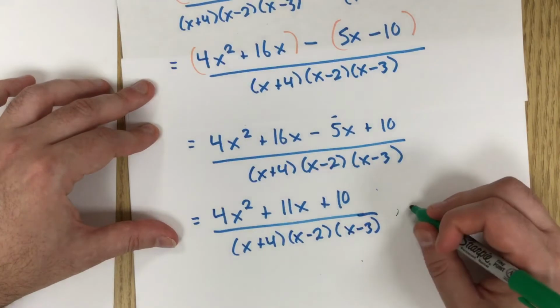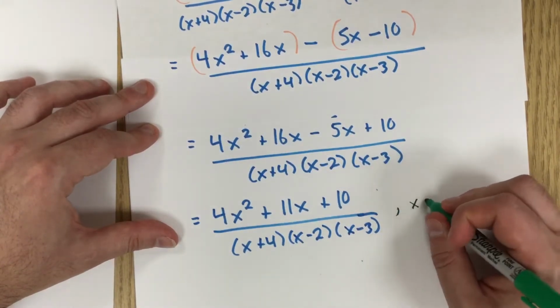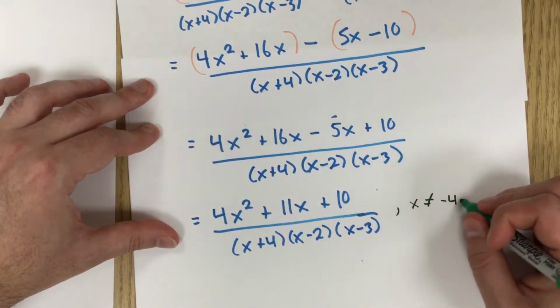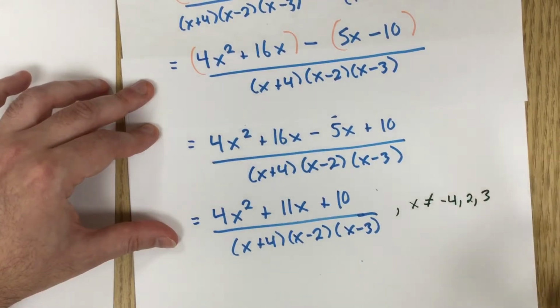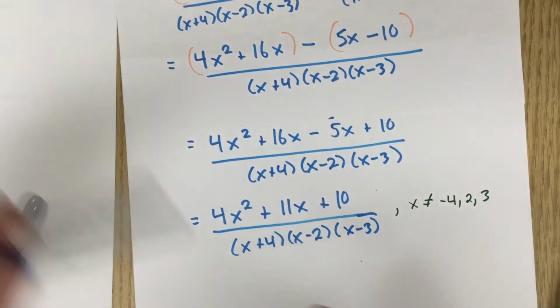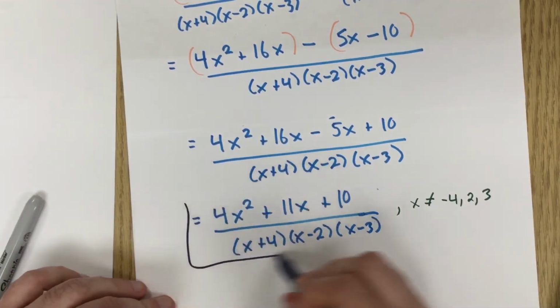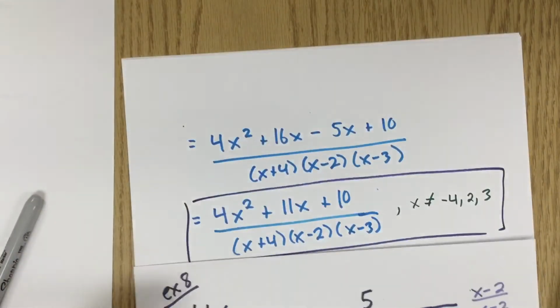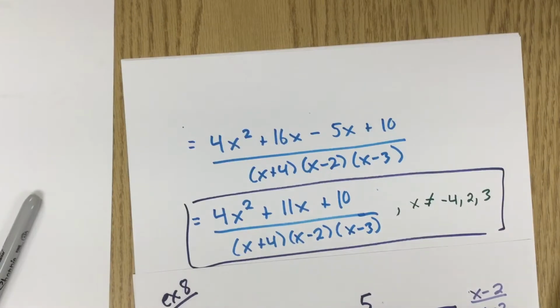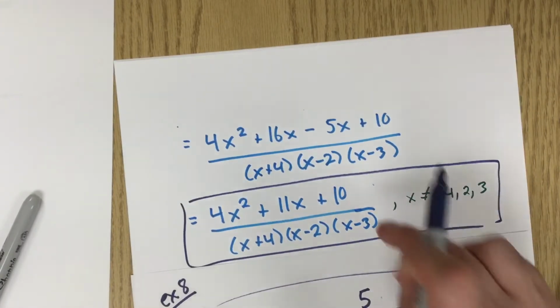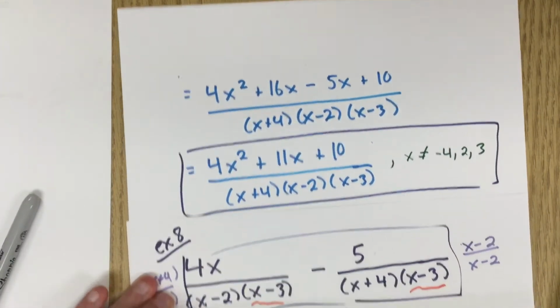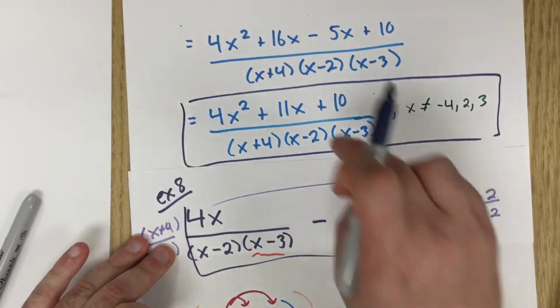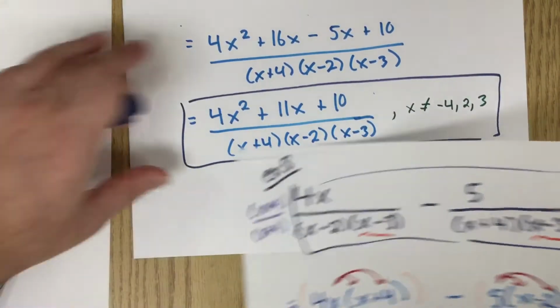With these restrictions, I'm going to kind of zip through them, of minus 4, 2, and 3. And there we go. So this plus this equals that over this. Oops. This plus this equals that over there.